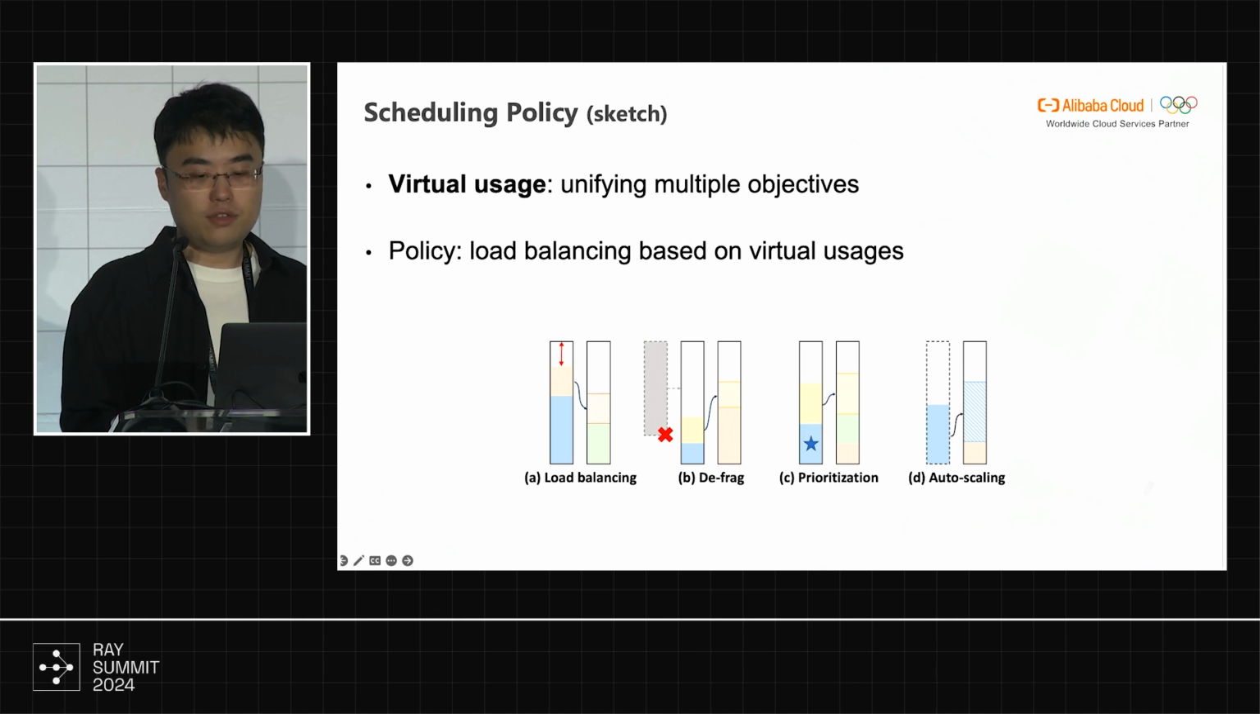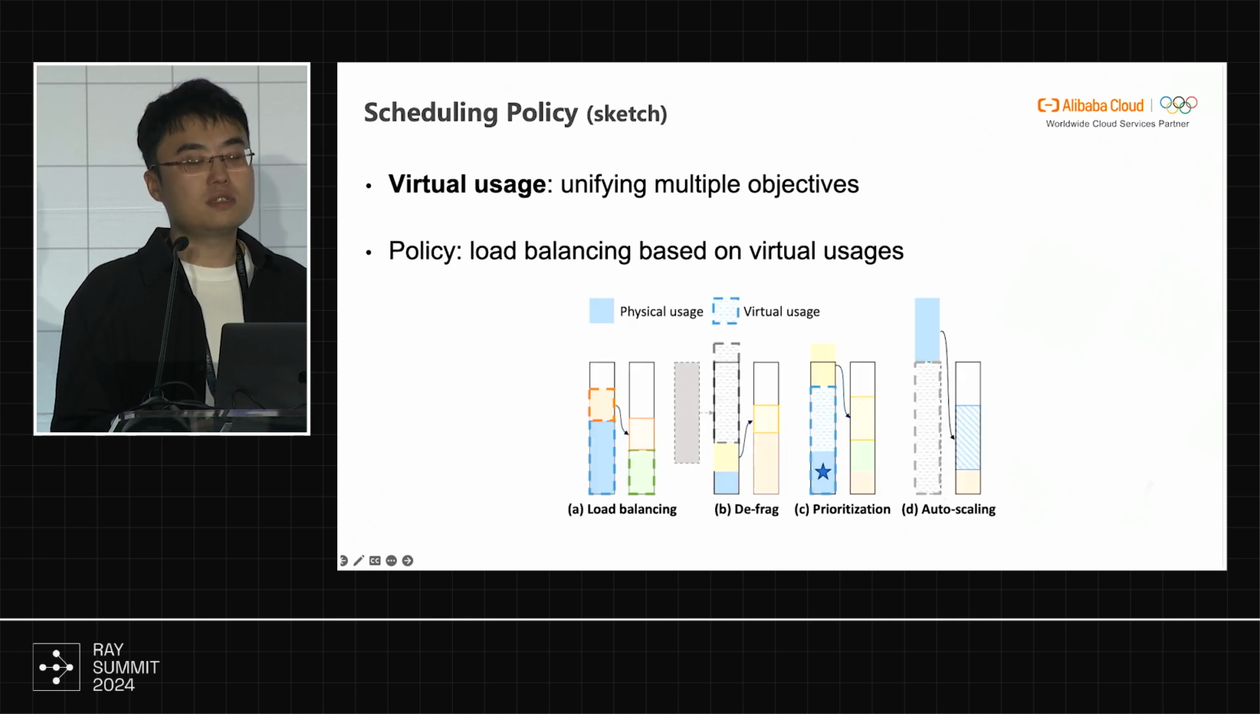We achieve this with an abstraction called the virtual usage. The intuition is that the various goals are all trying to manipulate the loads of the instances. You either balance them or you create more free space on certain instances. And they can actually be unified into load balancing because for creating free space, we can simply assume a virtual load on that instance. So this instance will be virtually overloaded, and the load balancing policy will be triggered to migrate some running requests to other instances.